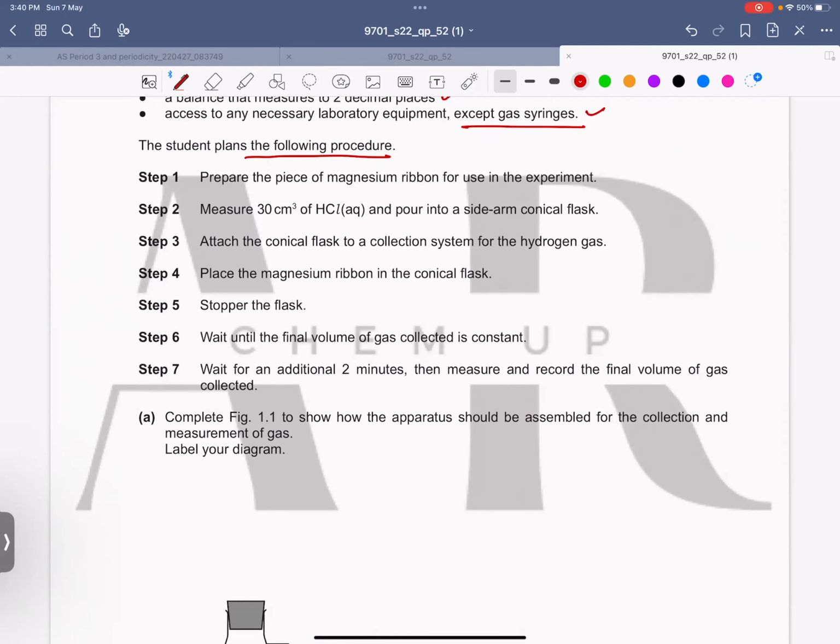The student plans the following procedure. Remember in this designing part, whatever the question is or whatever the method is, they always give you a method in which some part is missing and there is some error in the method, and after describing the method, they always ask you about that.